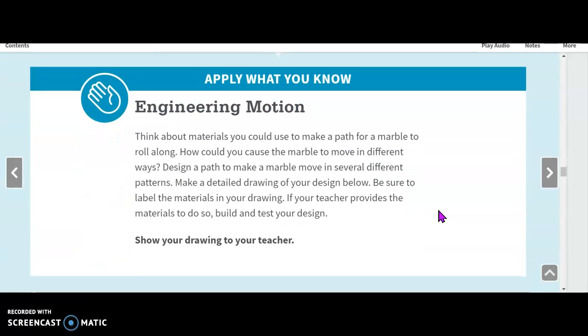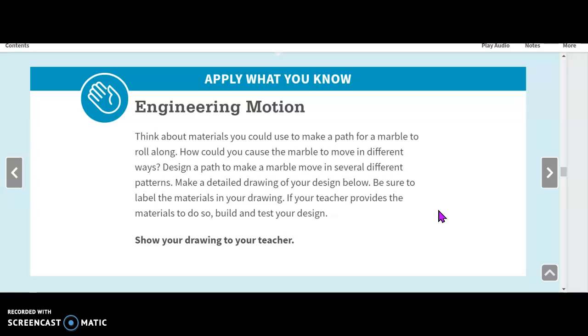Now this is like an extra credit thing. So this is something that you can do at home and you can send me for maybe an extra Starbucks or 2. It's called engineering motion. Think about materials you could use to make a path for a marble to roll along. How could you cause the marble to move in different ways?